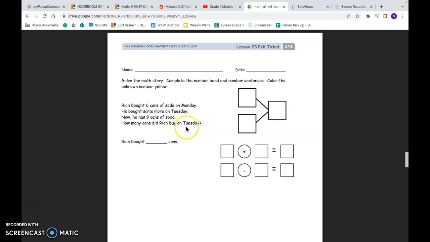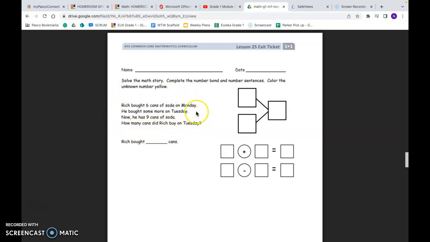Okay, friends, I'm going to read that one more time. Rich bought 6 cans of soda on Monday. He bought some more cans on Tuesday. Now he has 9 cans of soda. How many cans did Rich buy on Tuesday?